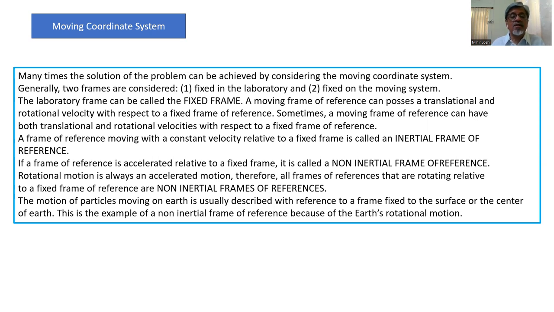The motion of a particle moving on Earth is usually described with reference to a fixed frame on the surface of the Earth or the center of Earth, and that is an example of a non-inertial frame of reference because Earth is having a rotational motion.